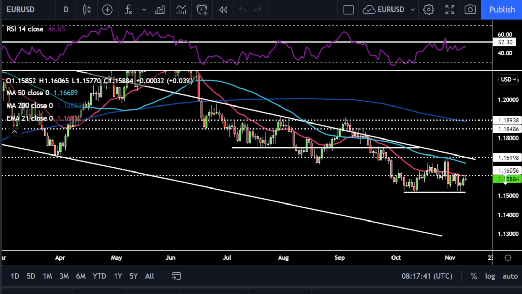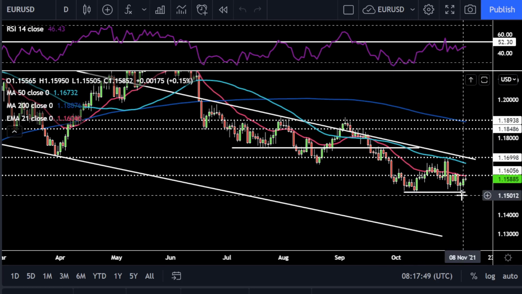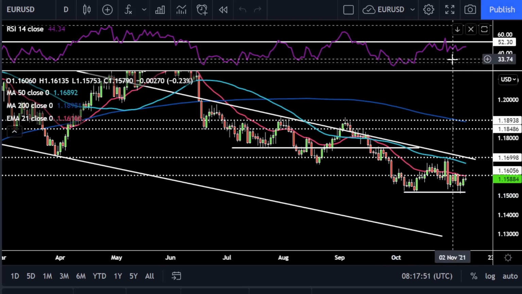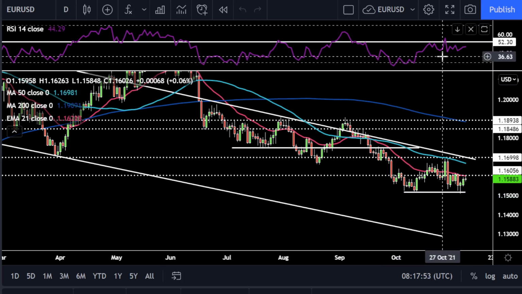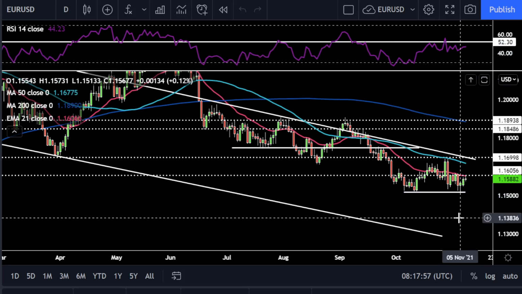Moving across to the Euro USD, we saw a little bit of negative divergence here on the RSI. Essentially, as price made a lower low, the RSI actually didn't confirm that with a lower low. It made a higher low. It's below this 52 RSI level at the moment.